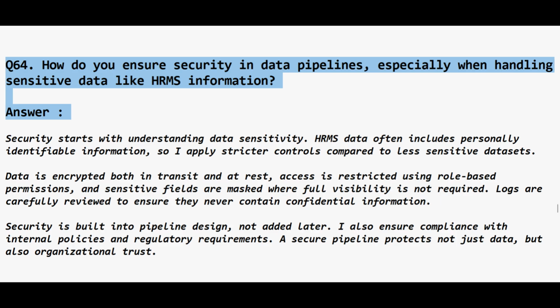Logs are carefully reviewed to ensure they never contain confidential information. Security is built into pipeline design, not added later. I also ensure compliance with internal policies and regulatory requirements. A secure pipeline protects not just data, but also organizational trust.